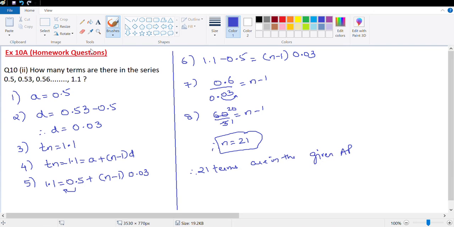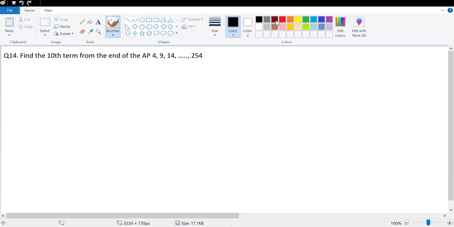The next homework question that we had was question number 14. It says, find the 10th term from the end of this AP. Perfect. So there are two methods of solving such a question when you're looking at finding the term from the end. So what happens if I reverse this AP?